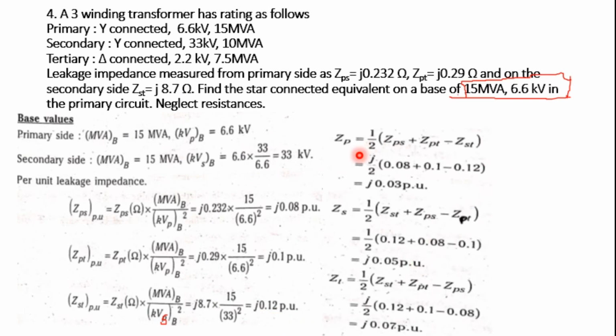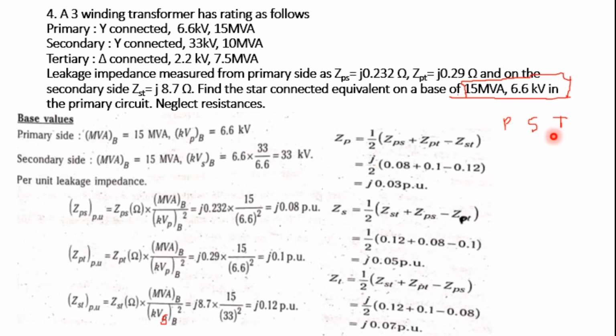So already we know what ZP is. Already we have derived the equation for the 3-winding transformer. ZP is equal to PS plus PT minus ST. So this is the primary, this is the secondary and the tertiary. We are making the circuit from primary to the secondary.